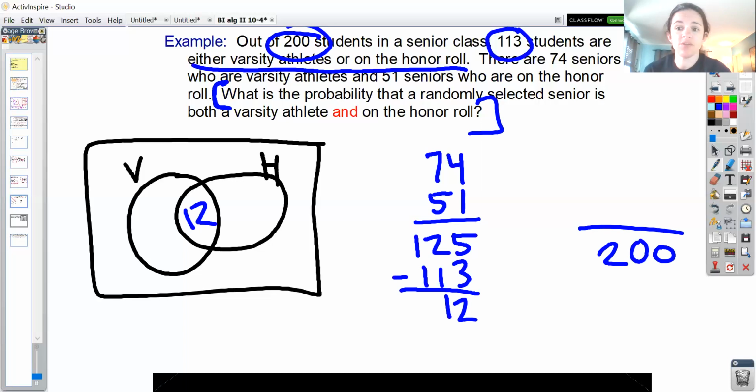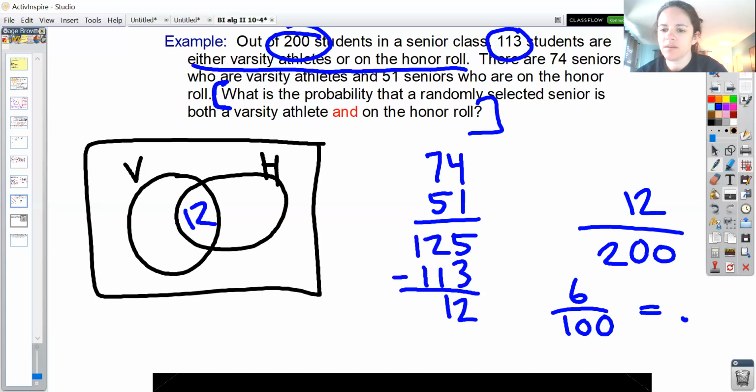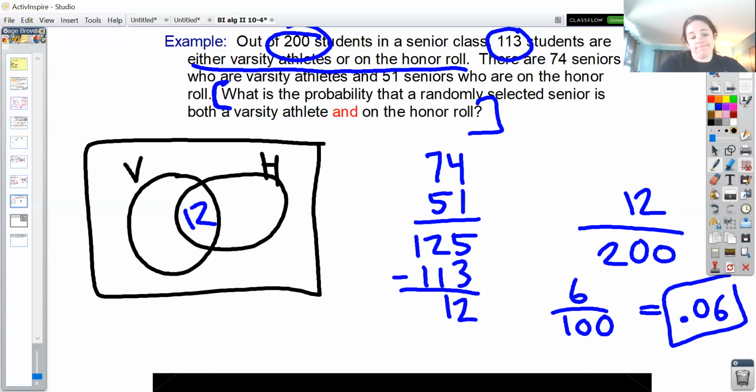Well, both was the 12 that I just came up with. So the probability that that senior is an athlete and on the honor roll would be 12 out of 200, which we know reduces to 6 out of 100, which would be 0.06. And then, ta-da, you're done.